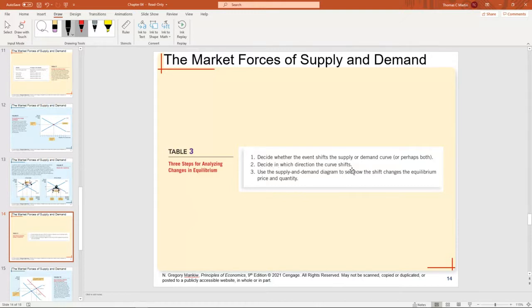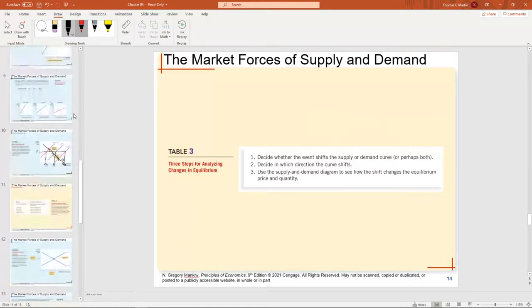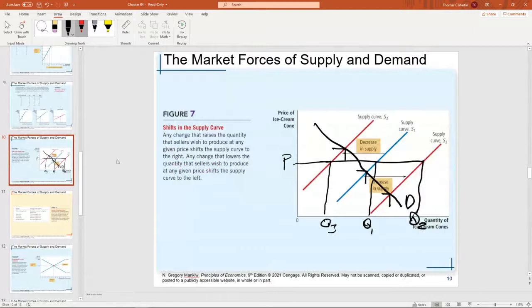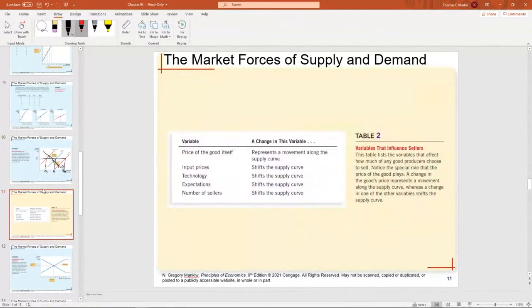Then you have to decide the curve shifts. And I just said up and down, but what it should be is to the left and to the right, just like we looked at right here. So if I move to the left or to the right, not up and down, it's all based on Q and its response to P, or changes in P. Okay?